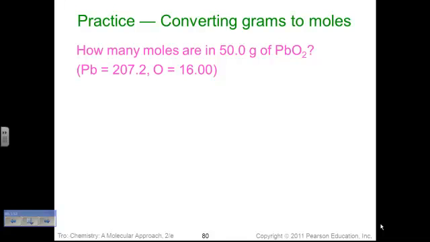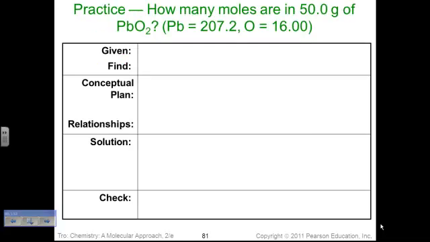If I'm given 50 grams of lead(IV) oxide and I'd like to convert that into moles, follow these steps. Given the number of grams as 50 grams of lead(IV) oxide, we want to find the moles of lead(IV) oxide.